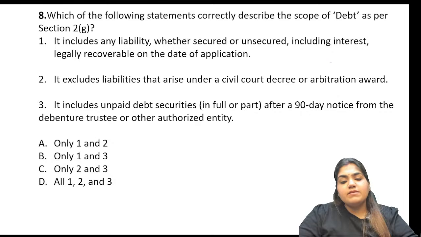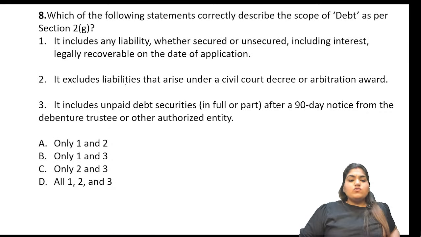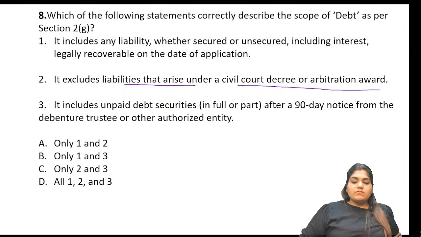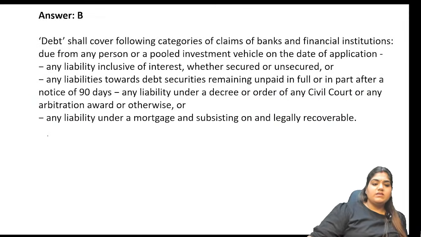Which of the following statements correctly describes the scope of debt as given under section 2G? It excludes liability that arises from civil courts. It does not exclude. Statement number 2 is incorrect. That will give us B as the correct answer.